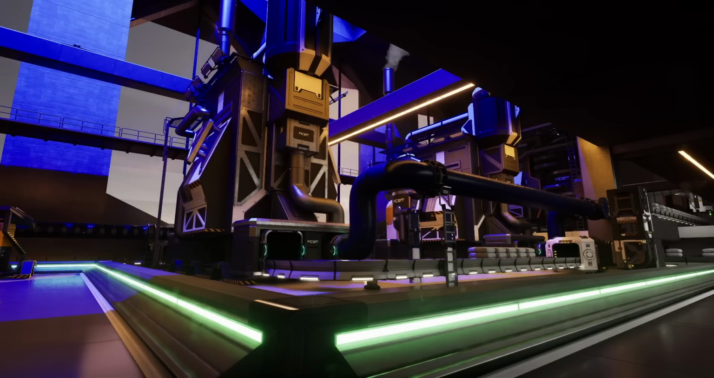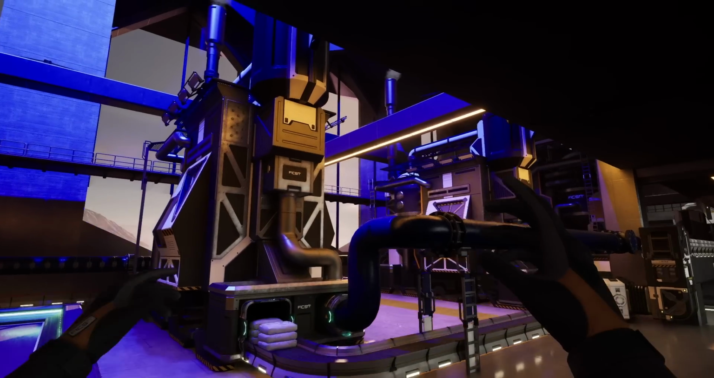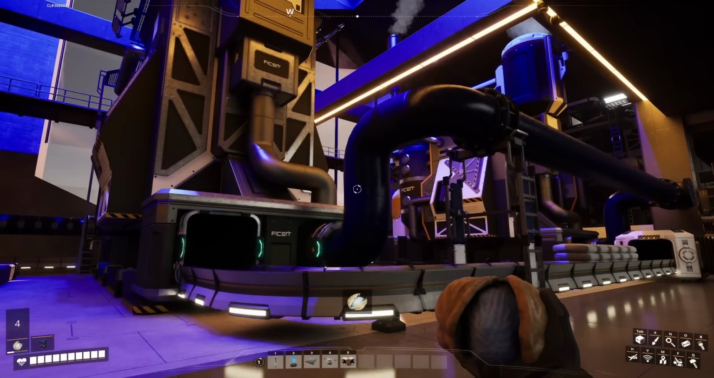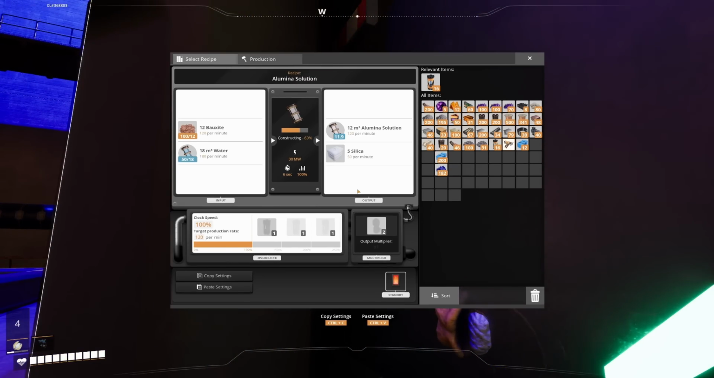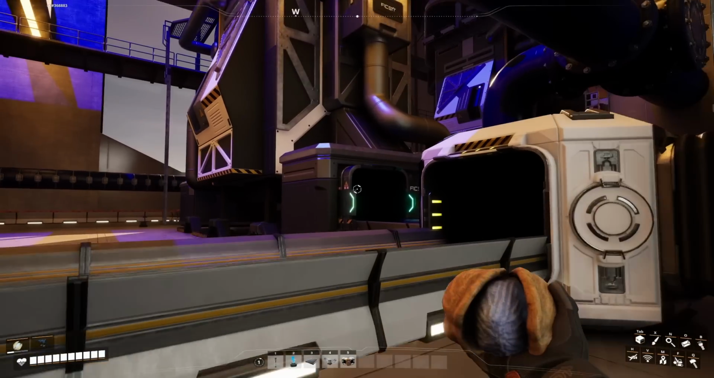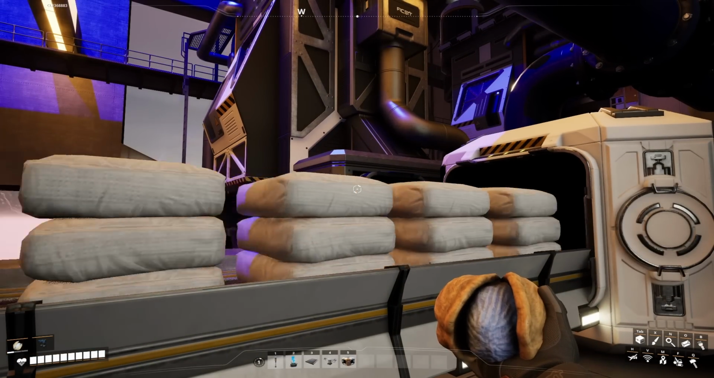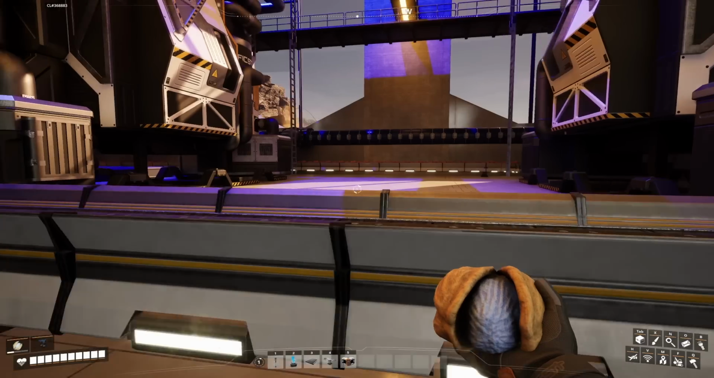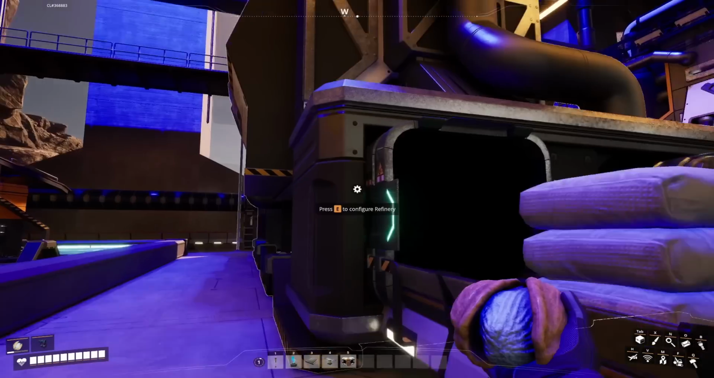Okay, so we are at my aluminium or aluminum plant, and the first thing that we can point out is, if we go over here, we have our alumina solution, and this is consuming 180 water per minute and outputting 120 alumina solution. And this is actually doubled up. We have a second one over here with the exact same recipe. So we have 360 water being consumed in this setup.